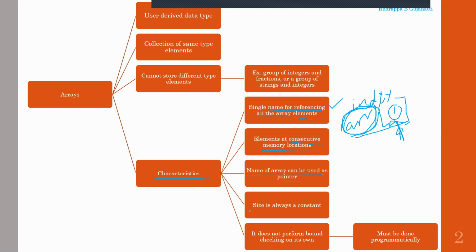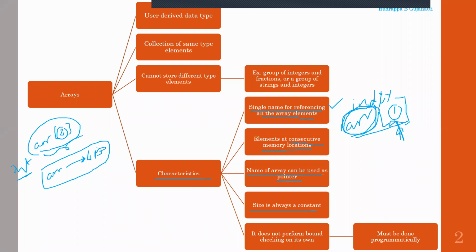Now, size always remains constant. What does this imply? If I declare an array of size 2 of integers, and assume that 2 bytes of memory are consumed by an integer, then since the array is of size 2, this array named ARR will always have a size of 4 bytes. Whenever I use the sizeof operator on this array, it will always give me 4 bytes. That is what it means for the size of the array to remain constant.